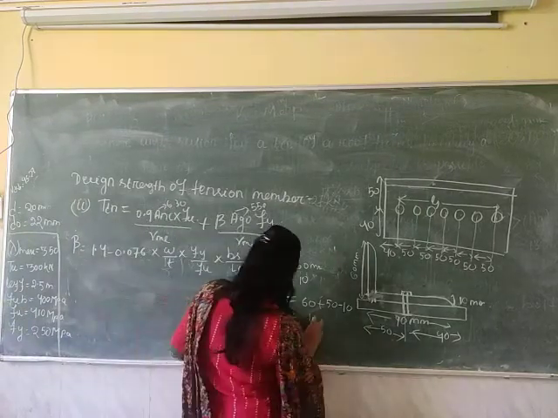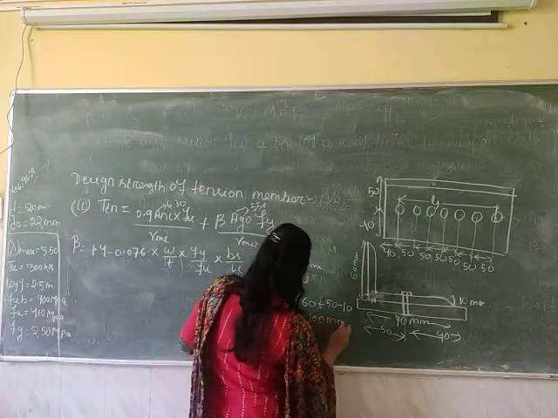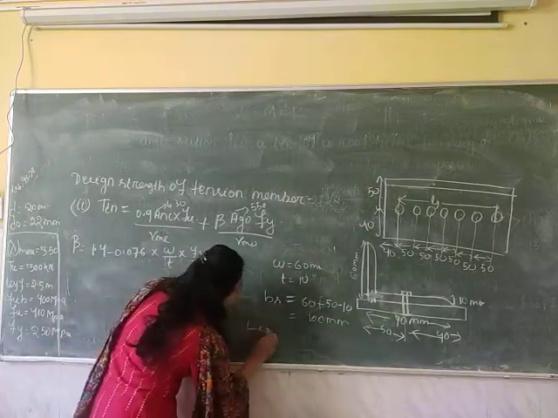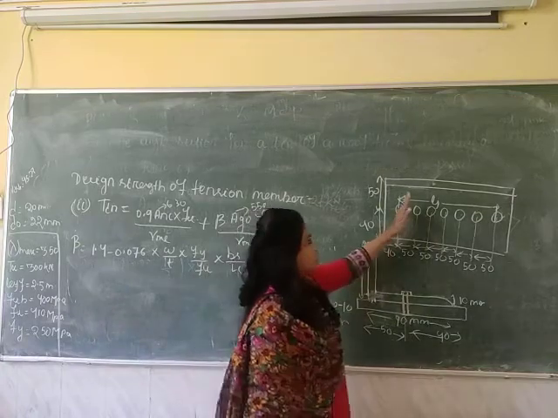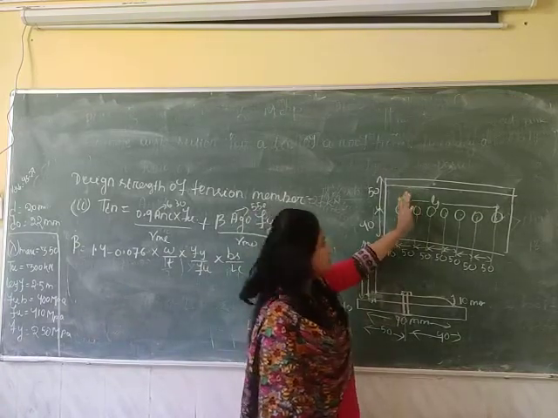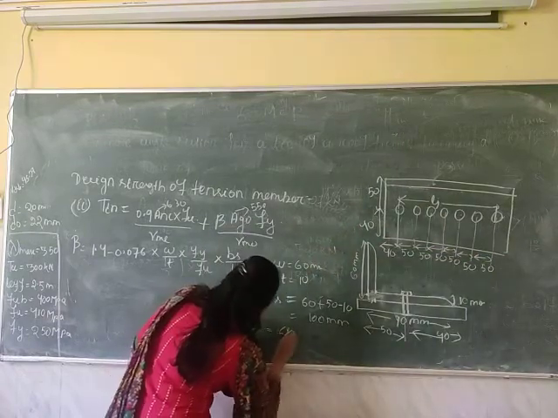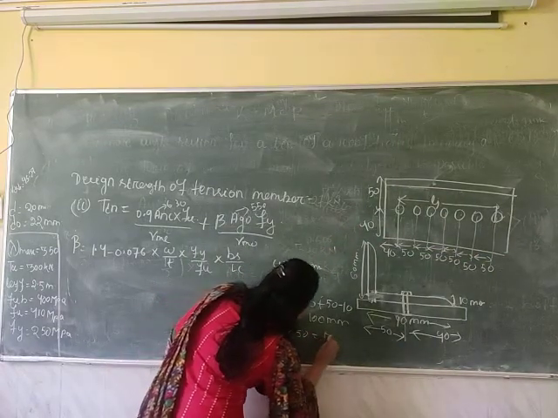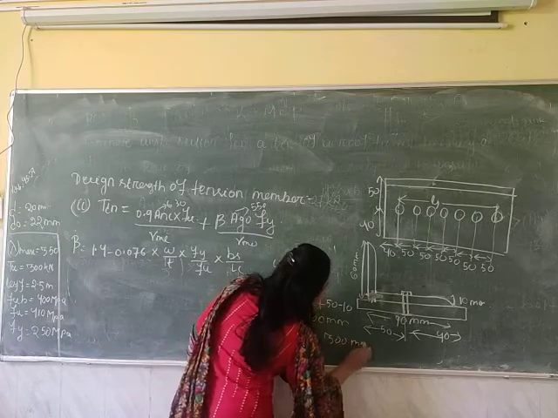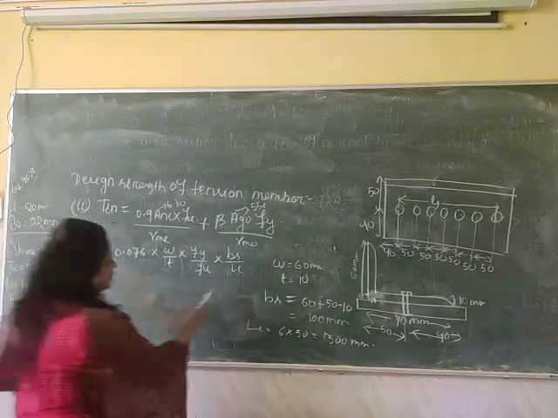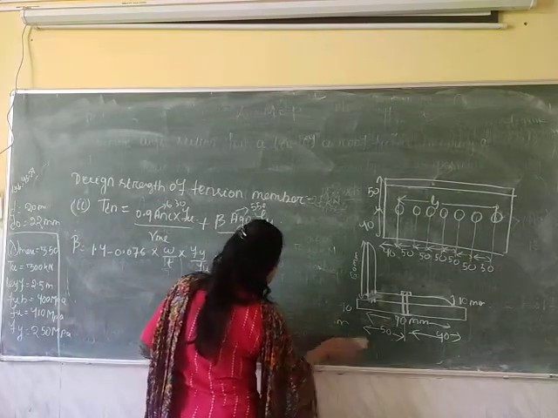So, this is 100 mm. Okay. The next is Lc. Lc is the length of the joint, or the length of the connection, that is, from the center of the first bolt to the center of the last bolt. So that value is 6 into 50, that is 300 mm. Okay. So, put all the values here in this equation.